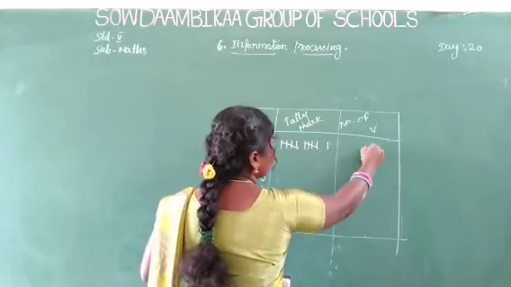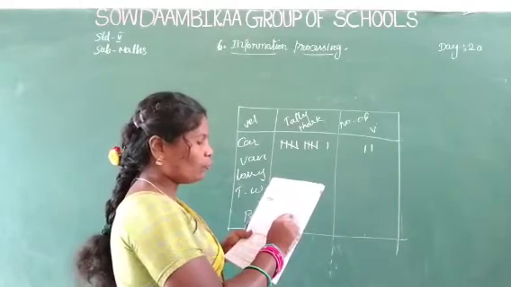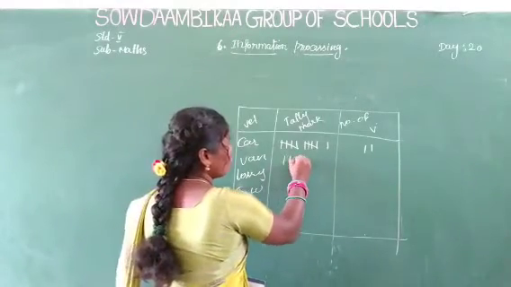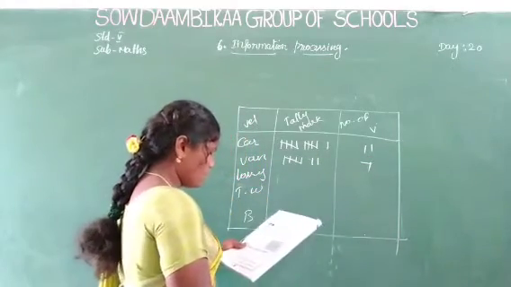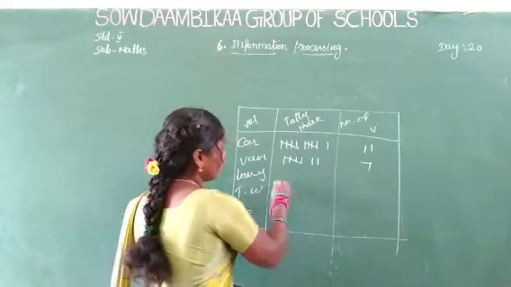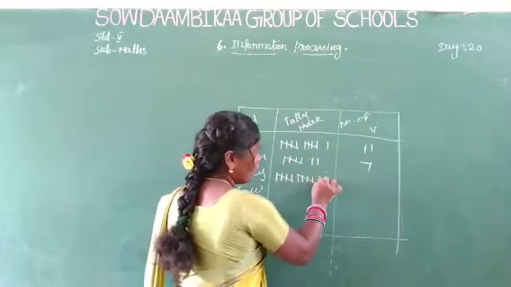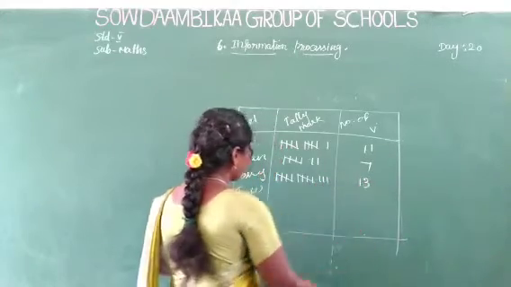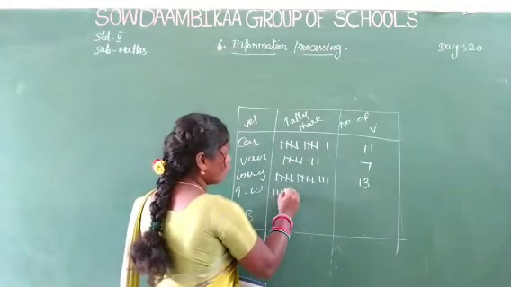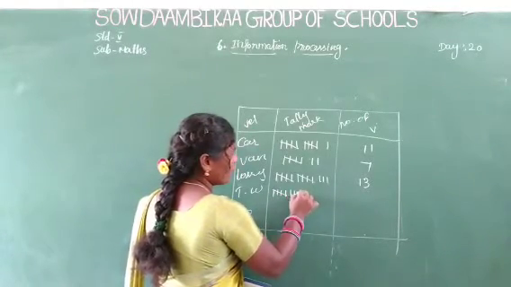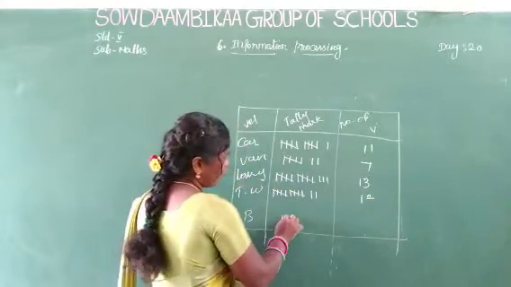So the number of vehicles is 11. Next van. Count the lines: 1, 2, 3, 4, 5, 6, 7. This is a tally mark. Next, lorry, 13: 1, 2, 3, 4, 5, 6, 7, 8, 9, 10, 11, 12, 13. Next two-wheeler, count it: 12. Next bus, 4: 1, 2, 3, 4.